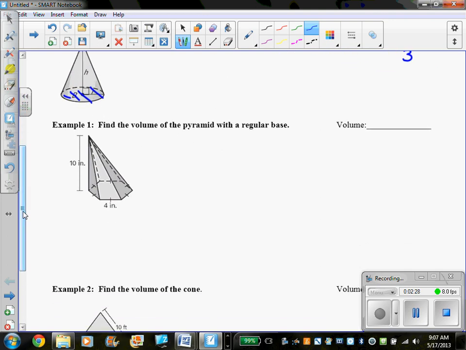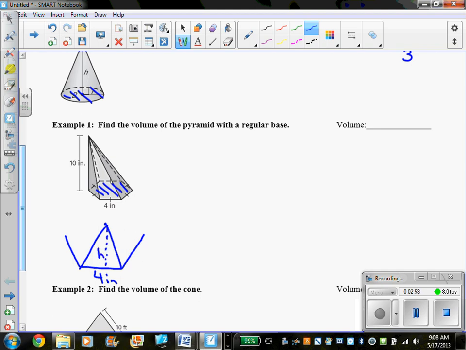So we have example 1, find the volume of a pyramid with a regular base. So notice this base, as you probably are cringing, is a 1, 2, 3, 4, 5, 6, a 6-sided hexagon. And I'm going to just draw the bottom of this hexagon. We've done this many times, haven't we? So we have 4 inches on the base, but in order to find the area of this, we need to find the height.